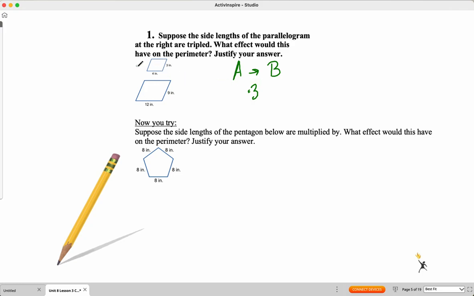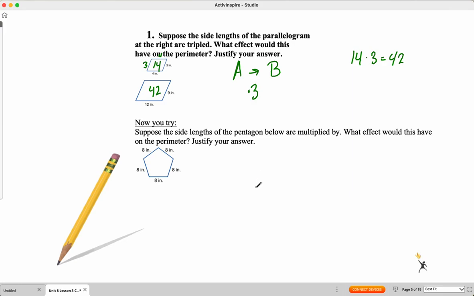So if I have a perimeter of this, so 4, 4, 3, 3, that's 8 plus 6 is 14. Let's check this one. 12 and 12 is 24. 9 and 9 is 18. 18 and 24 is 42. Well, 14 times 3 equals 42. So that holds true for our information.